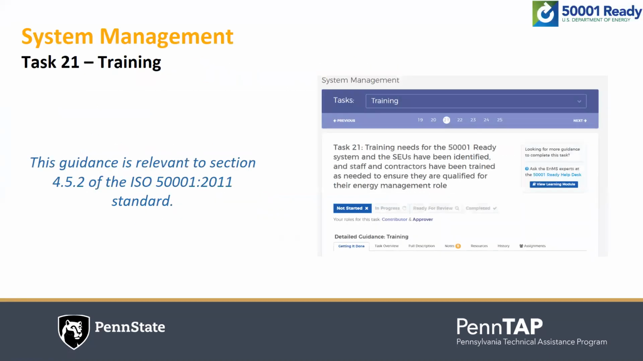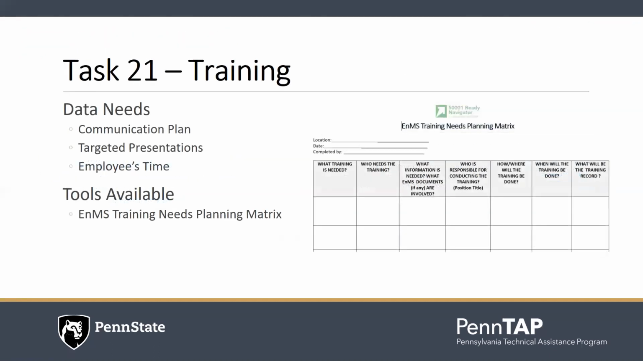Next up, we have training, which is definitely linked to the communication, but this training is much more specific. Whereas the communication was for all employees, this training I like to think of as focused on the operators of the SEUs, as well as other people like the procurement and engineering systems that'll touch the EnMS more directly. So again, you're going to need a communication plan, and it'll be a different communication plan than earlier because you're focusing on a smaller subset of people.